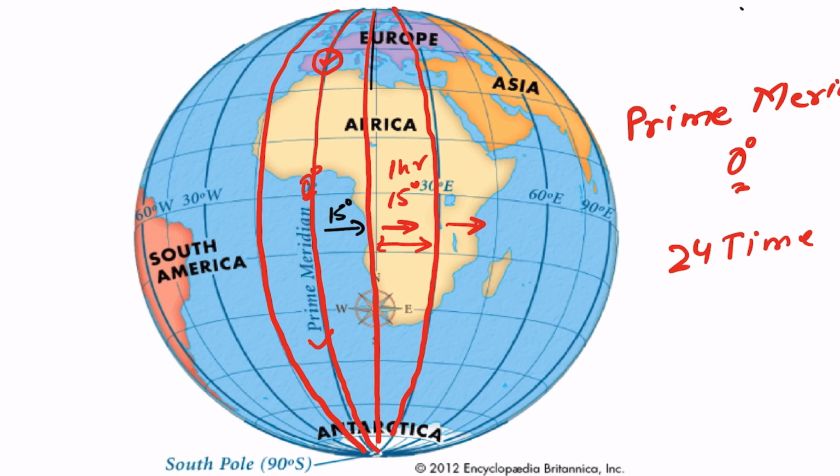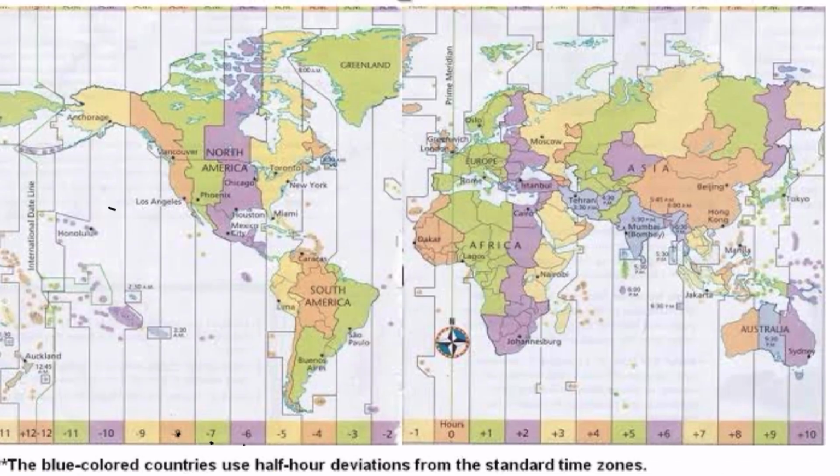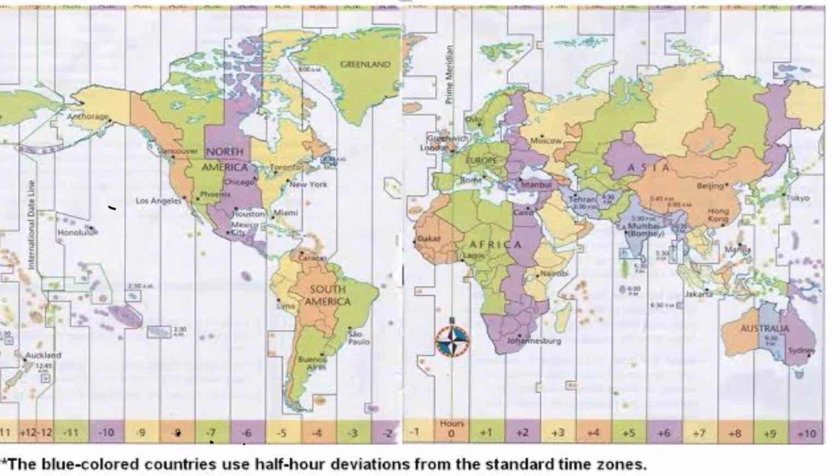Let's flatten this map like this and observe the time zones. So, this is the prime meridian that passes through Greenwich, London. This Greenwich, London was chosen in 1884 as the standard reference. This is called the 0 degree meridian. Now, when we move eastward from the 0 degree meridian or the prime meridian, each zone adds 1 hour.